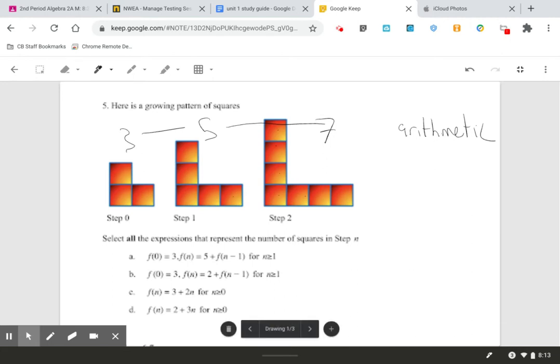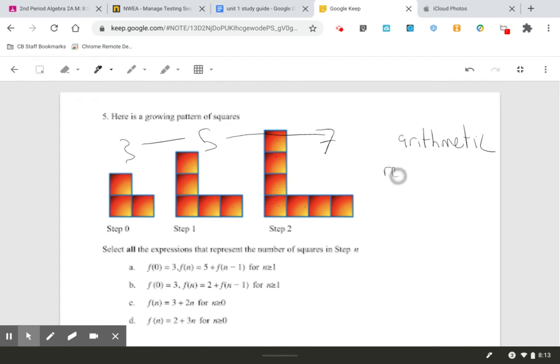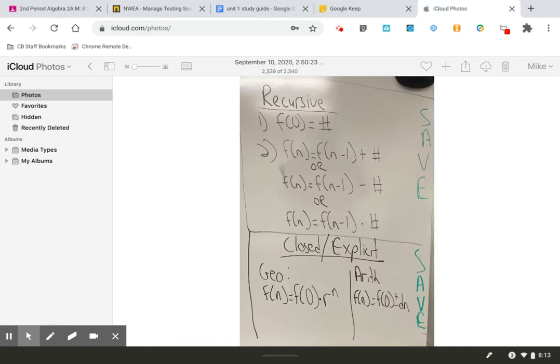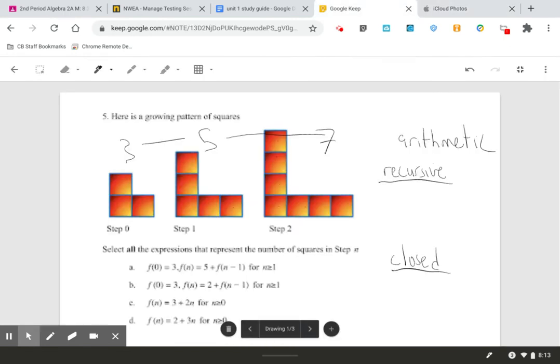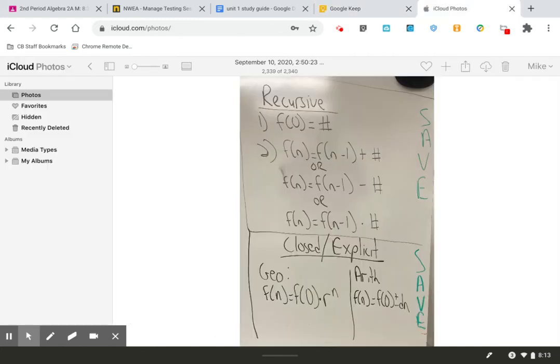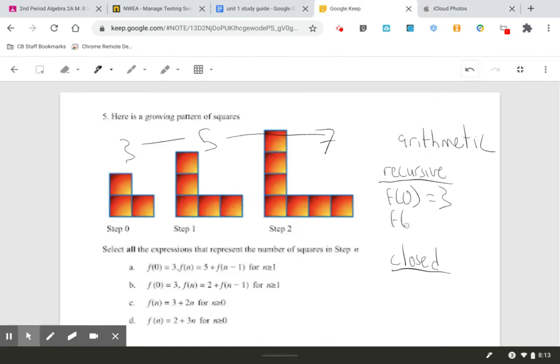So what we're going to do is both the recursive and the closed, and that should match up with one of these. So let's do the recursive first. This is an arithmetic sequence in which we're adding 2 each time. So we first start with our f of 0. So f of 0 equals 3. And then we're going to use this one. So f of n equals f of n minus 1 plus 2.